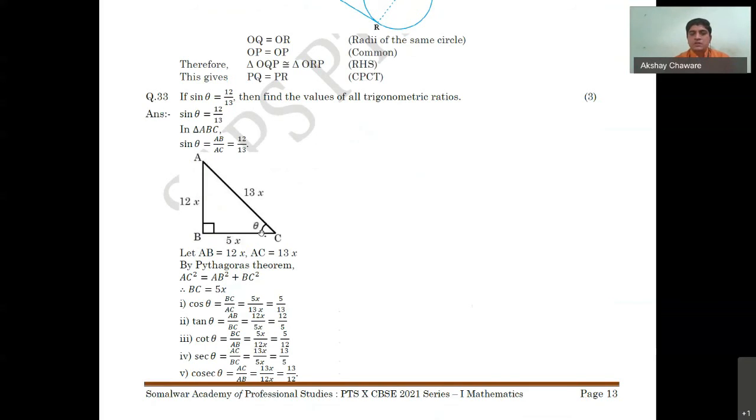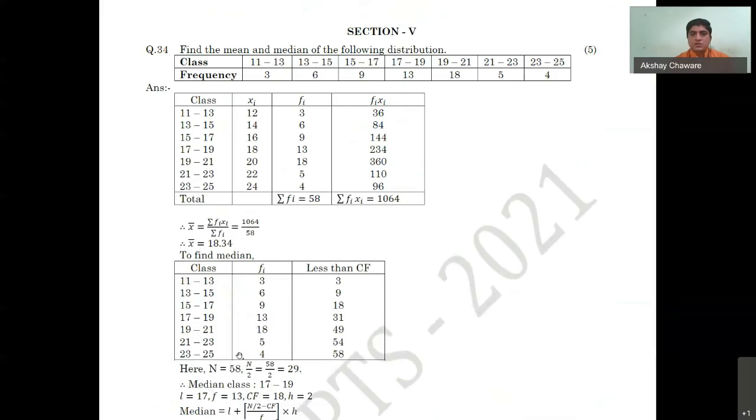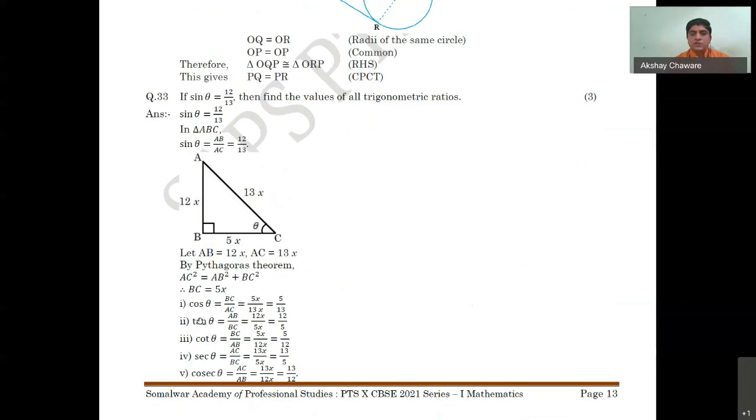So if the angle is theta, opposite is 12, hypotenuse is 13, we can find the remaining side using the Pythagoras theorem. And we can have the ratios of the remaining trigonometric functions, cos theta, tan theta, cot theta, sec theta and cosec theta. We will use the definitions here and we will get the values. It is a very simple question.